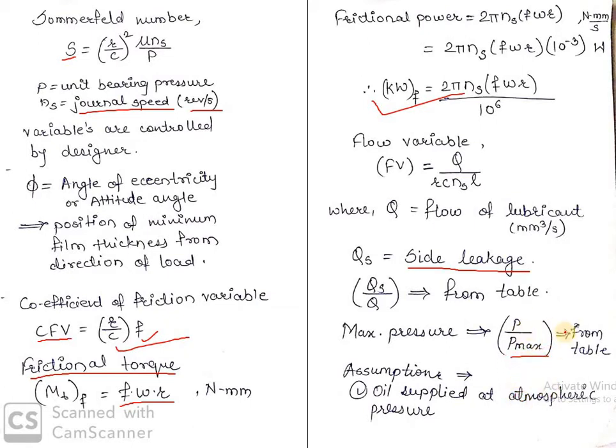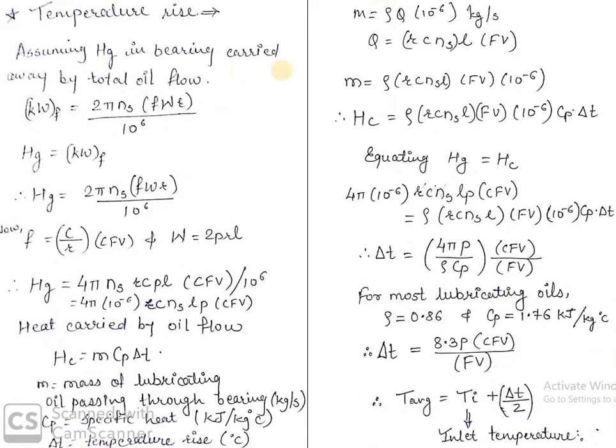Actually, it is assumed that oil is supplied at atmospheric pressure. Now if your supply pressure is increased, then Pmax will ultimately increase. So this is how we have talked about Raimondi and Boyd's method. With the help of the table you can solve it. When you solve numericals, you will get a clearer idea.